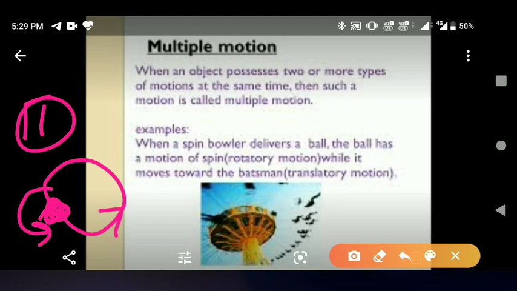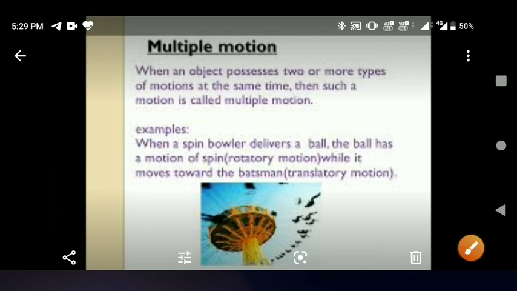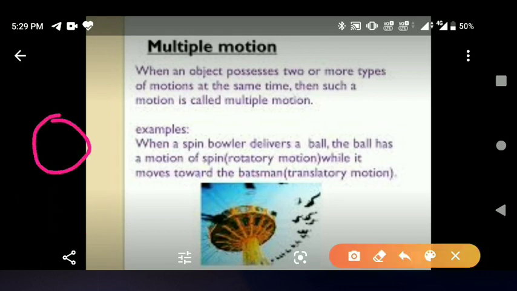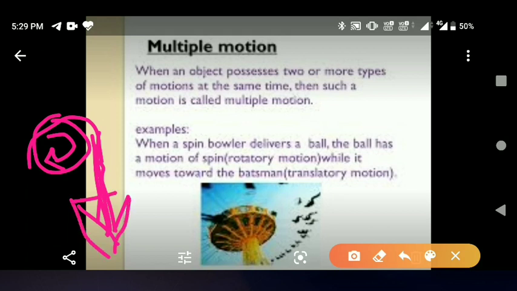Second, drawing water from the well. In a well, the pulley on which the rope runs exhibits circular motion and the bucket shows linear motion. The pulley shows rotary motion and the rope shows translatory motion. So at the same time it has rotary and translatory motion.